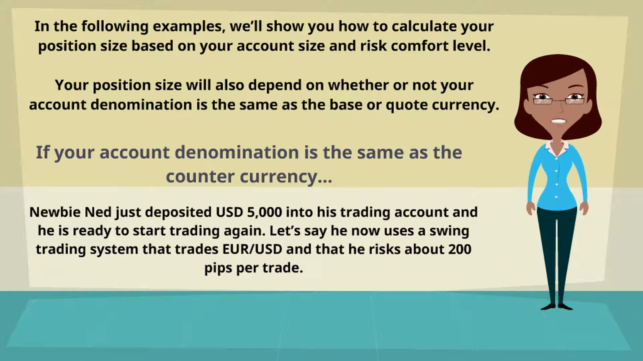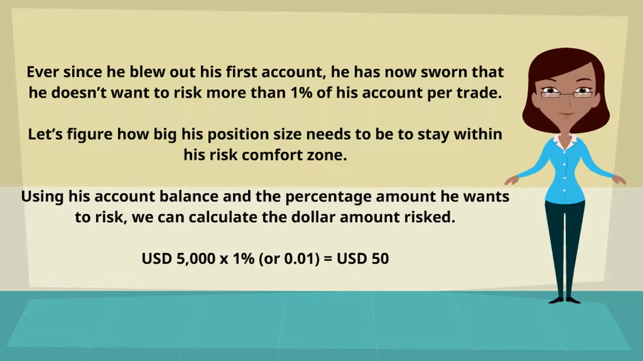In the following examples, we'll show you how to calculate your position size based on your account size and risk comfort level. Your position size will also depend on whether or not your account denomination is the same as the base or quote currency. If your account denomination is the same as the counter currency: Newbie Ned just deposited $5,000 into his trading account and he is ready to start trading again. Let's say he now uses a swing trading system that trades euro to US dollar and that he risks about 200 pips per trade. Ever since he blew out his first account, he has sworn that he doesn't want to risk more than 1% of his account per trade. Let's figure out how big his position size needs to be to stay within his risk comfort zone.